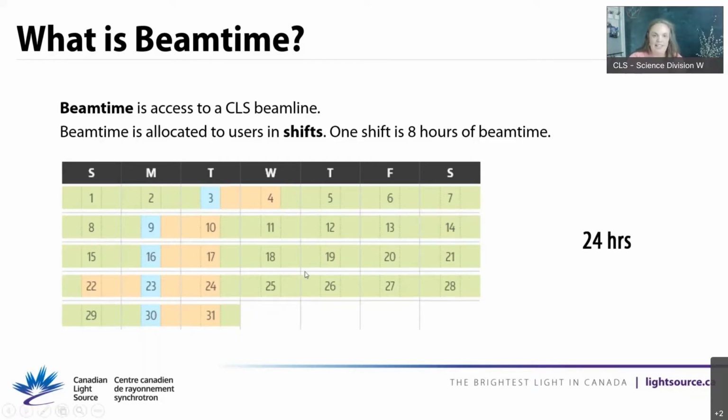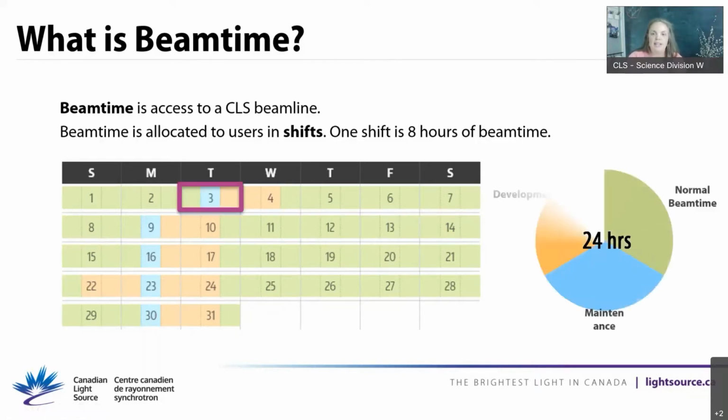So if you look at a single day on our calendar, we'll look at this one. It's broken up into 3 shifts. They can start at midnight, 8 a.m. or 4 p.m. And each one is scheduled for a specific type of operations. So we have time at the Synchrotron that's dedicated to maintenance. That would be the blue shifts that you see. And that's times when we're shut down to work on equipment or to upgrade things that we don't need beam for. The orange shifts are development time.